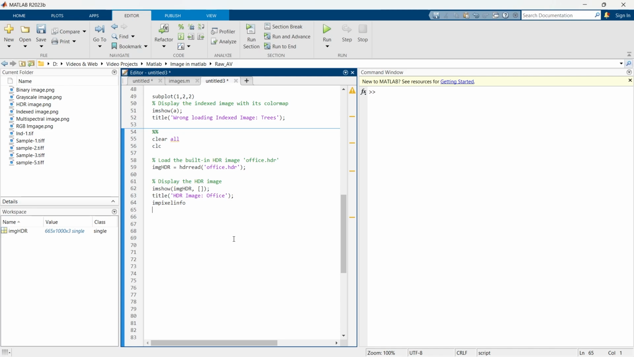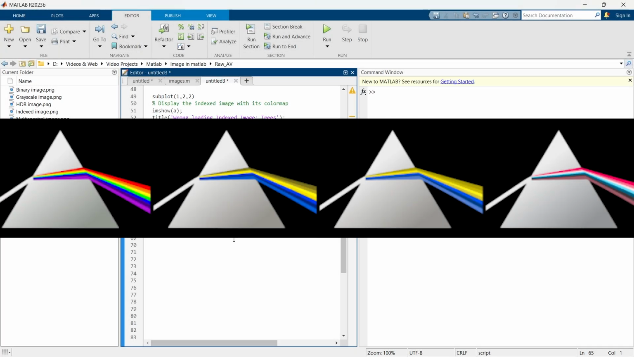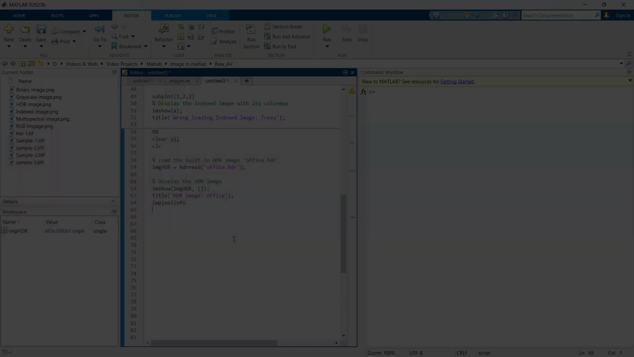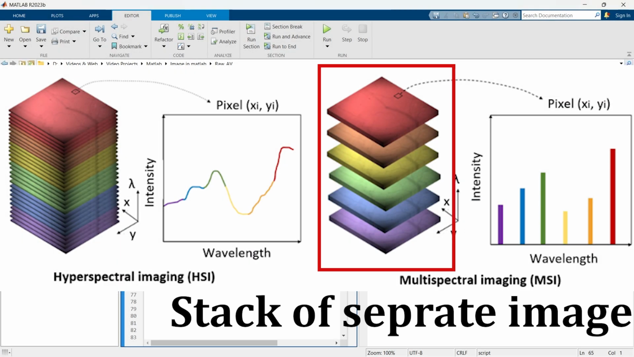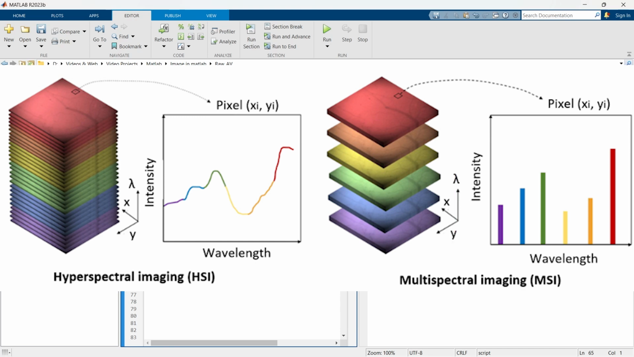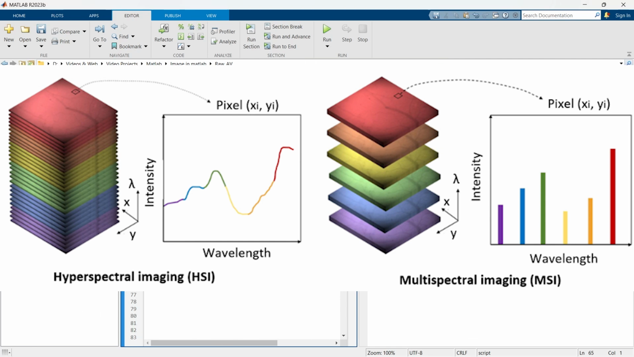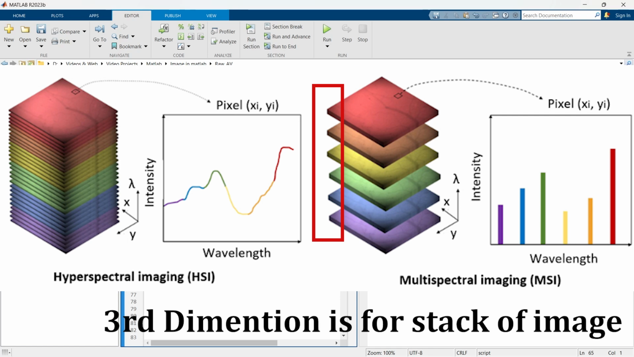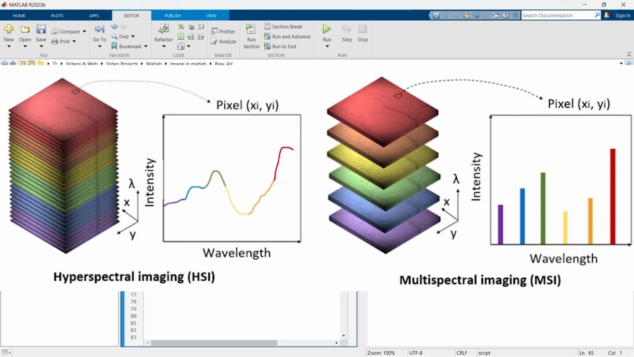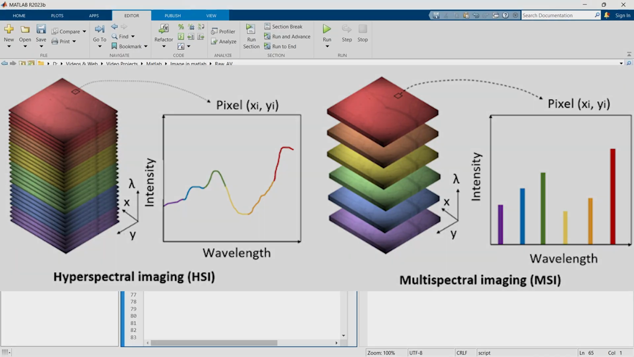These sensors use filters and prisms to split incoming light into different spectral bands, and then each band is captured as a separate image, resulting in a 3D data cube. So the image is stored as 3D cube data, where two dimensions create a 2D image and the third dimension represents the spectral band. So for the same image frame, we can have multiple spectral bands.